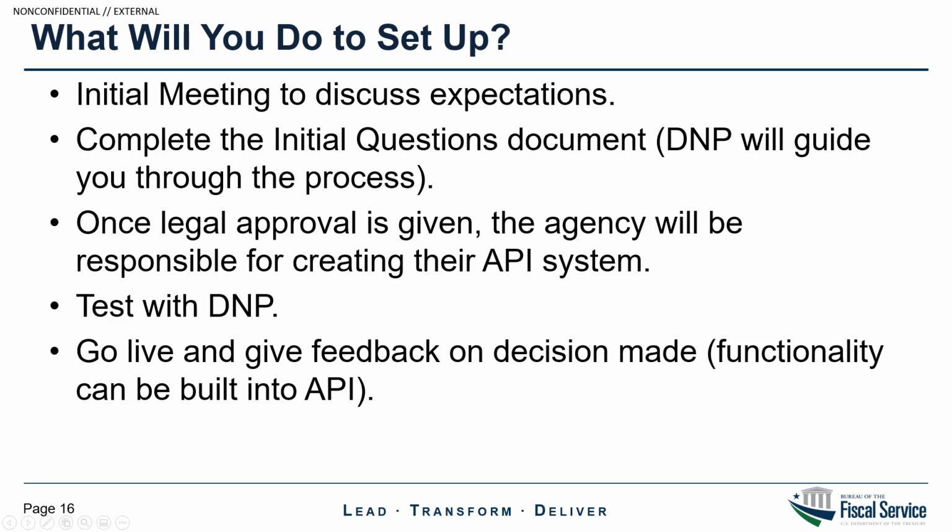After legal approval, you will need to build out your API system. To assist with this, Do Not Pay will provide you with an API implementation guide, which defines the step-by-step implementation process. After establishing the API connection, you will need to perform QA tests by sending pings to the Do Not Pay API system, then monitor the responses. After testing is completed, we will go live with the API connection.